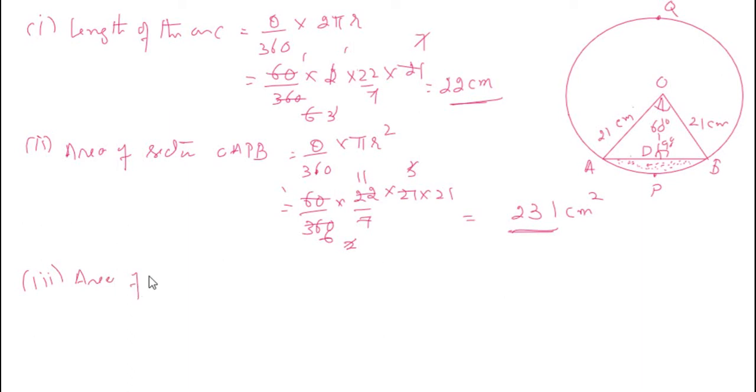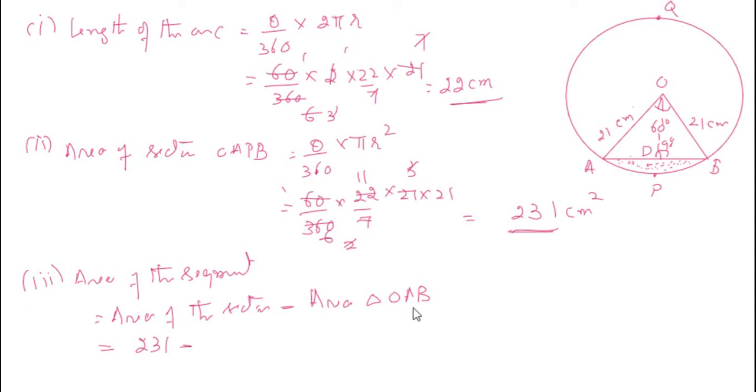Area of the segment is equal to area of the sector minus area of triangle OAB. Now area of the sector is 231 centimeter square minus area of triangle OAB.